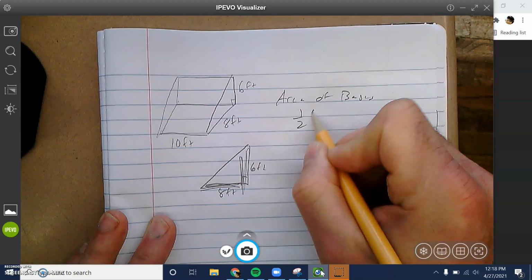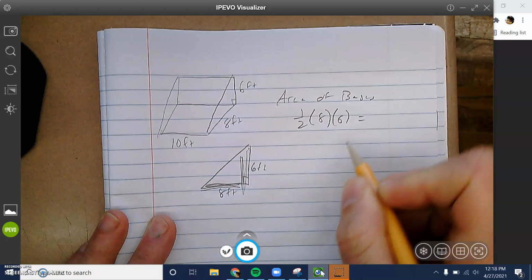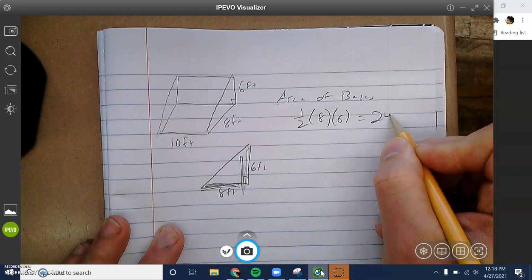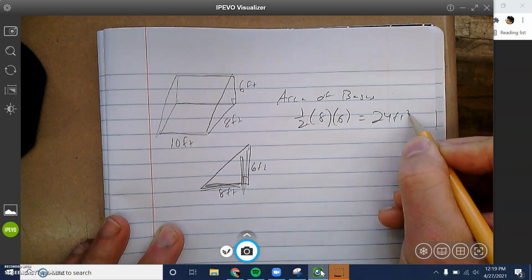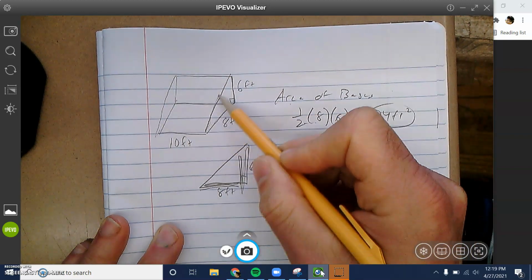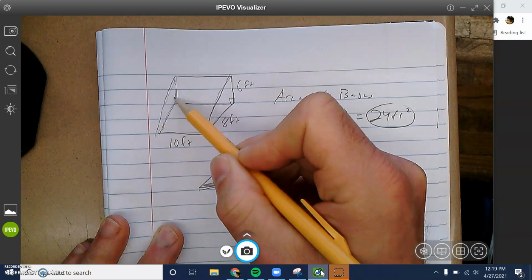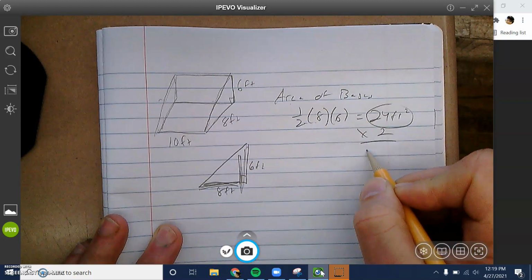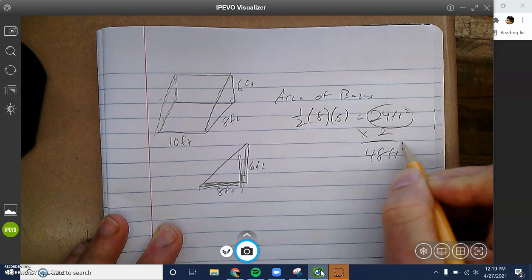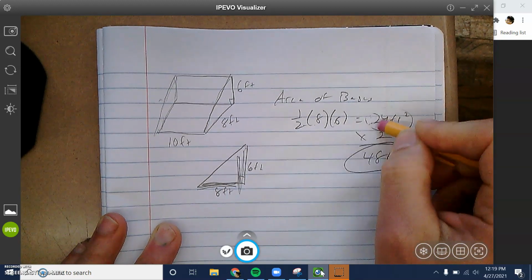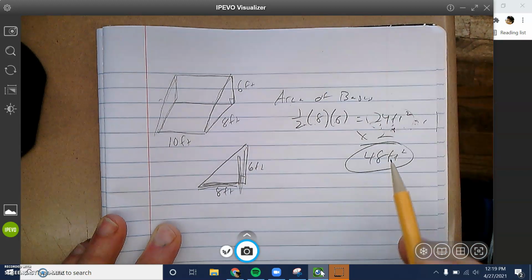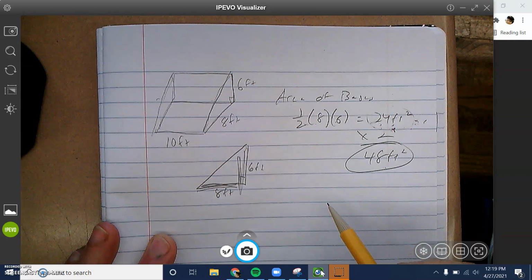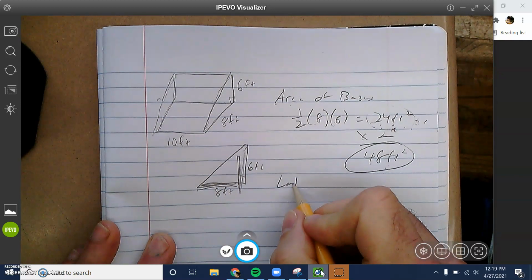So that's going to be 1/2 times 8 times 6. Half of 8 is 4. 4 times 6 is 24. Cool. But there's 2, right? There's one triangle here and there's one triangle here. So these triangles are the same. So I'm going to multiply this by 2 and I get 48 feet squared. Bam. I like to circle the ones I need to add at the end. So both bases, both triangles, are like that. Okay, cool. So let's do the lateral sides.